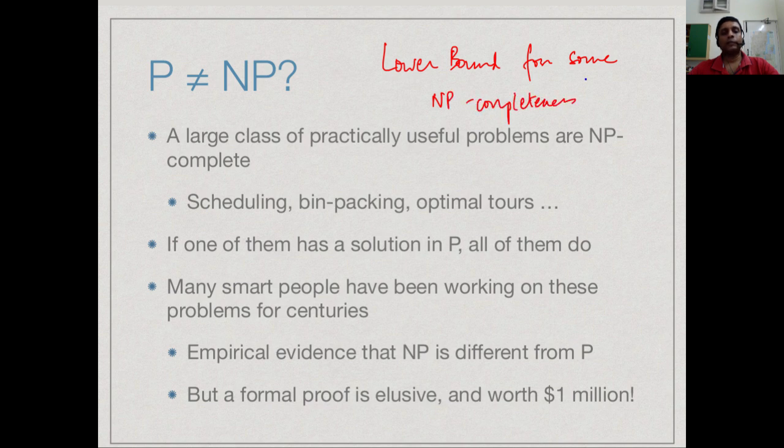NP-completeness was first identified by Cook and Levin in the early 1970s. So it is now more than 40 years since the theory of NP-completeness itself was invented. And a lot of people have looked at this problem and nobody has yet found a direct way of doing this. So a formal proof is elusive and it's worth $1 million because there is a prize given by the Clay Math Institute. This is one of the celebrated open problems in mathematics for which the Clay Institute has awarded a large prize. So if somebody does prove that this is indeed not the case, then there is a large prize at stake.